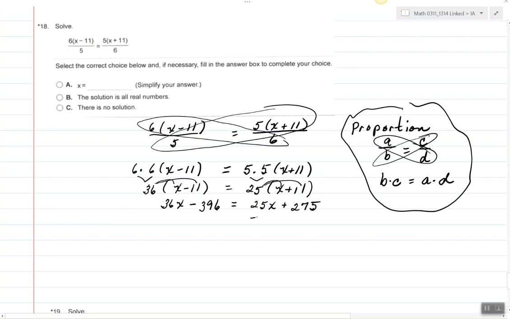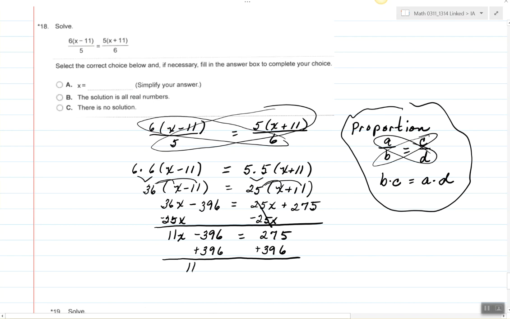All right, now I'm going to subtract 25x from both sides to get my variables on the left. That gives me 11x minus 396 is equal to, those are gone, 275. I'm going to add 396 to both sides. I'm going to do this addition off camera, so it looks like I do it in my head.